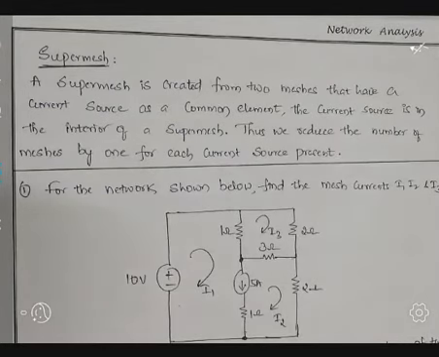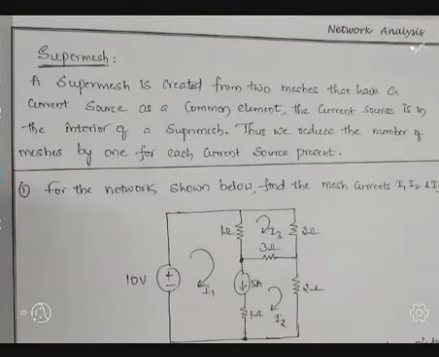For that, there is one independent current source present between two loops. A super mesh is created from two meshes, or we can say two loops, that have a current source as a common element between them. If it is so, then we are going to eliminate that current source which is present between the two loops. By eliminating the current source, those two loops become one loop. That loop is called a super mesh.